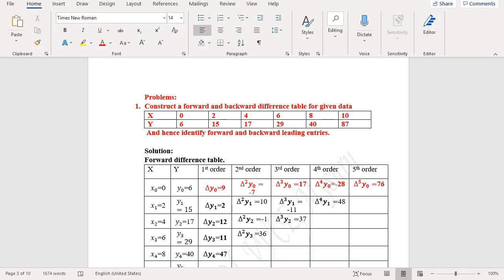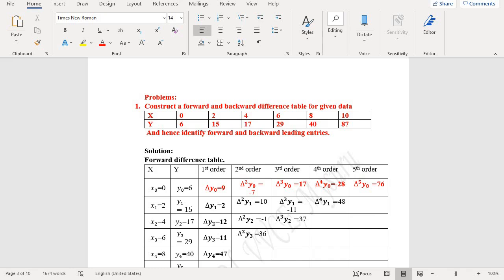Now here I told you in the last video at the end, for any problem there is no need to construct a forward difference table and one more backward difference table. In one table we can consider both the values. In the first problem I will explain how to consider both the values in one table.